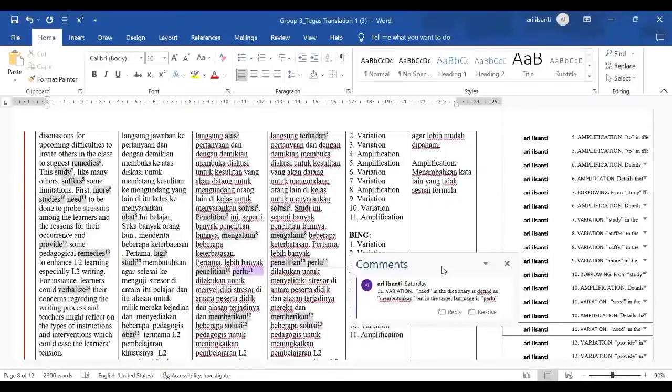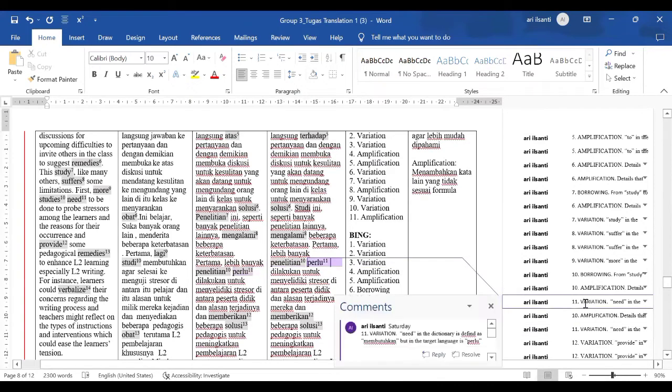Need in Yandex translation is variation. Need in the dictionary is defined as membutuhkan, but in the target language is perlu. Also in Bing translation is variation. Need in the dictionary is defined as membutuhkan, but in the target language is perlu. Next is provide.